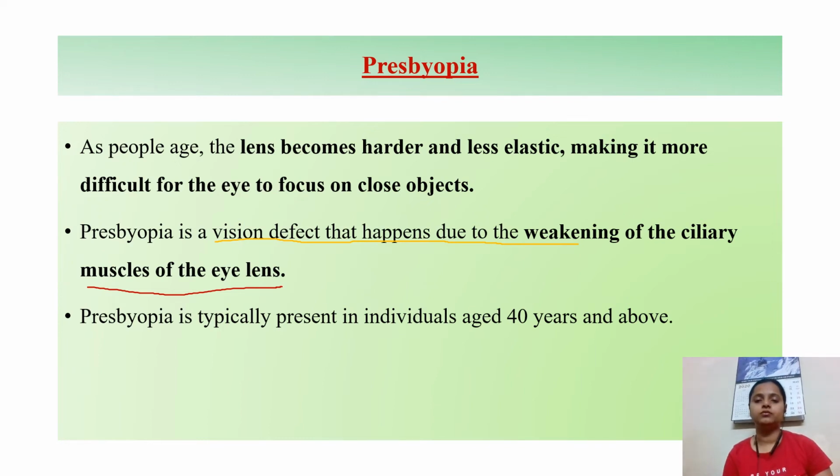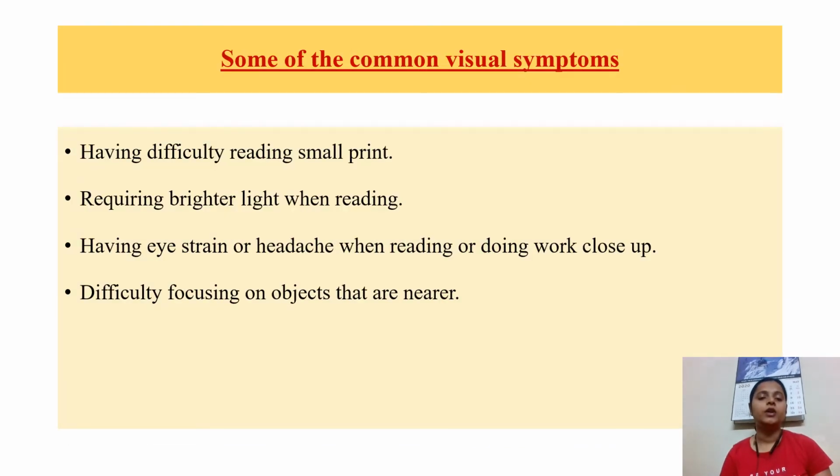Now let's move on. Some of the common visual symptoms. What are the common visual symptoms? Let's read here. The first one is having difficulty reading small print. The second one is requiring brighter light when reading. Having eye strain or headache when reading or doing work close up. Difficulty focusing on objects that are nearer.